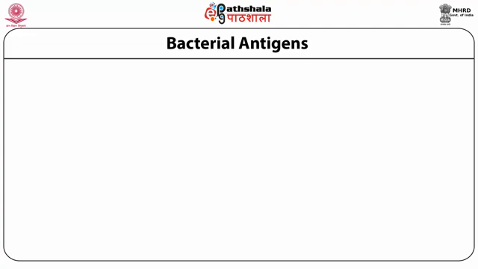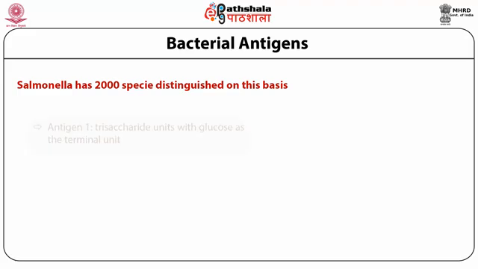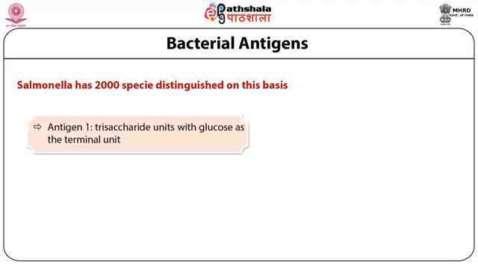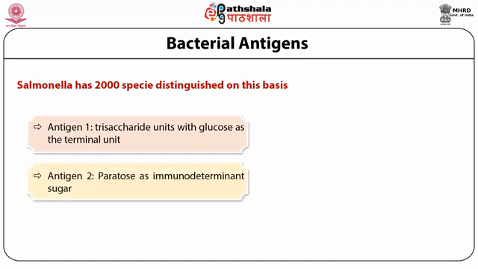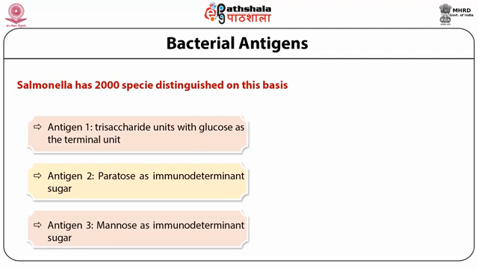Composition of the trisaccharide is important in determining antigenic property of the organism. We can exemplify it by looking at the Salmonella. Salmonella has 2000 species distinguished on this basis. The three types of antigens, that is the trisaccharide units with glucose as the terminal unit, paratose as immunodeterminant sugar, and mannose as immunodeterminant sugar, these all act as antigens.